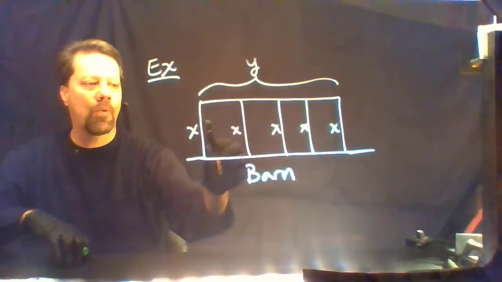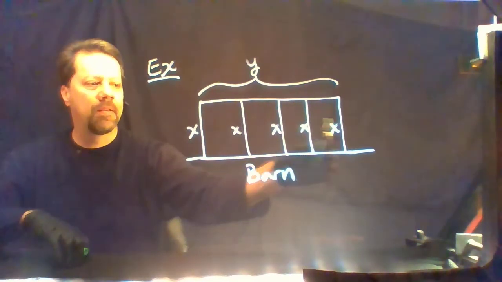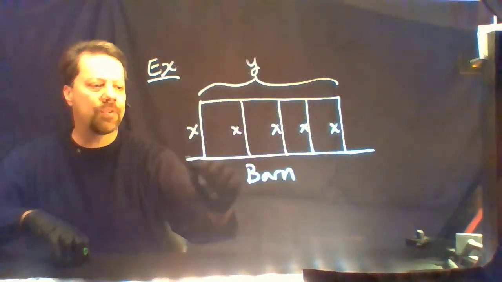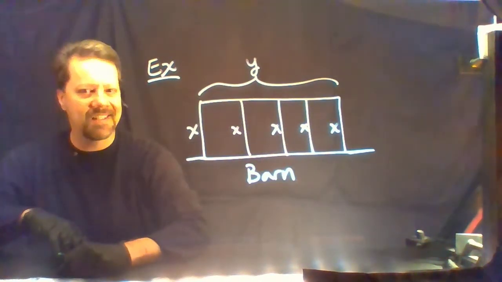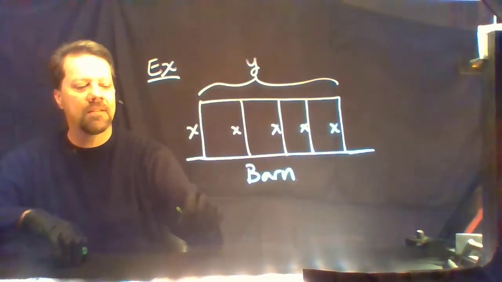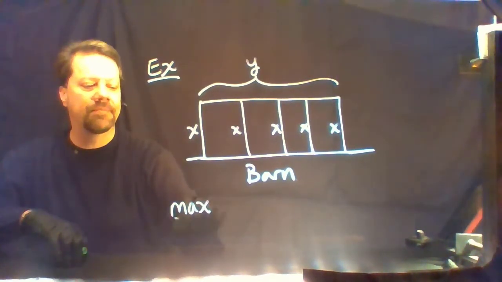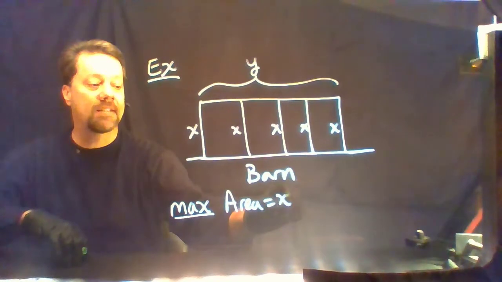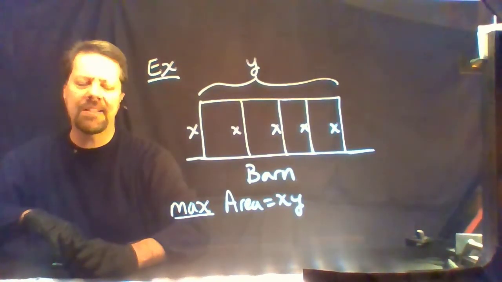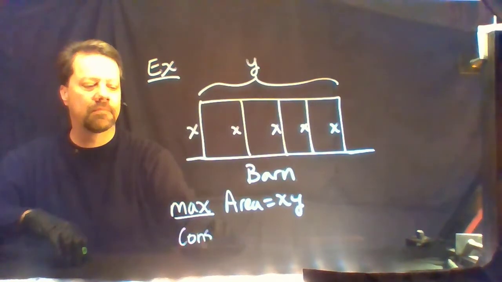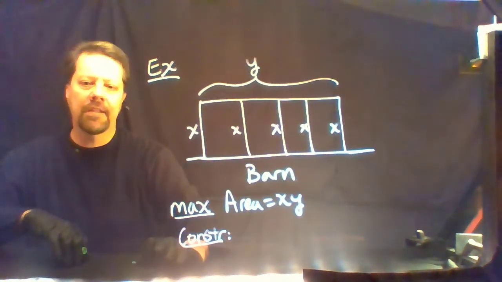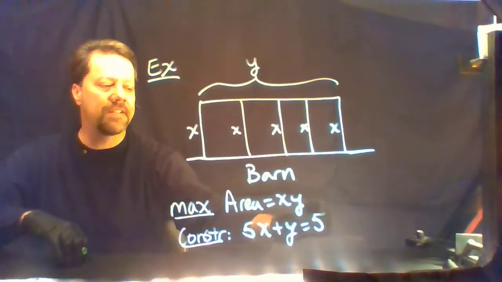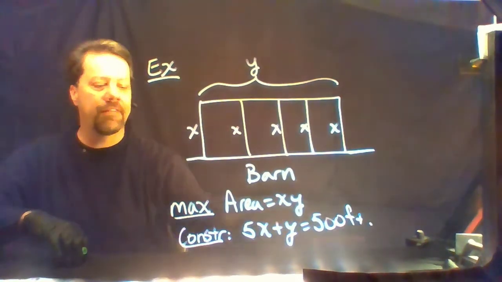Each of these is also x. And if we make 4 pens, there are going to be 5 lengths the size of x, and 1 the size of y. We'll assume that we don't need to enclose this side because it's next to the barn. So we need to maximize the area, which is x times y, but that is subject to a constraint. The constraint is 5x plus y is equal to the amount of fence that is available, 500 feet.